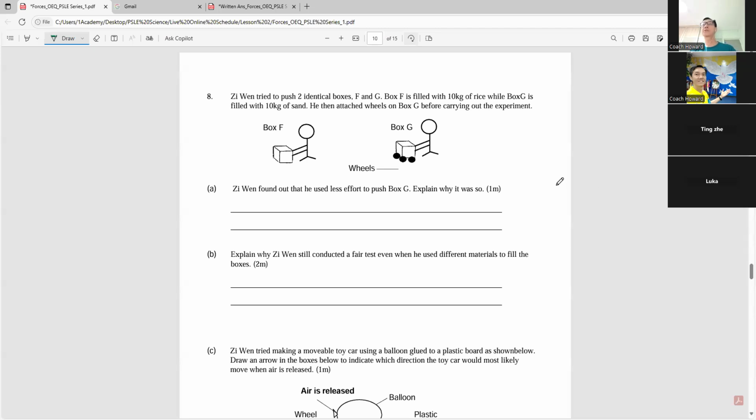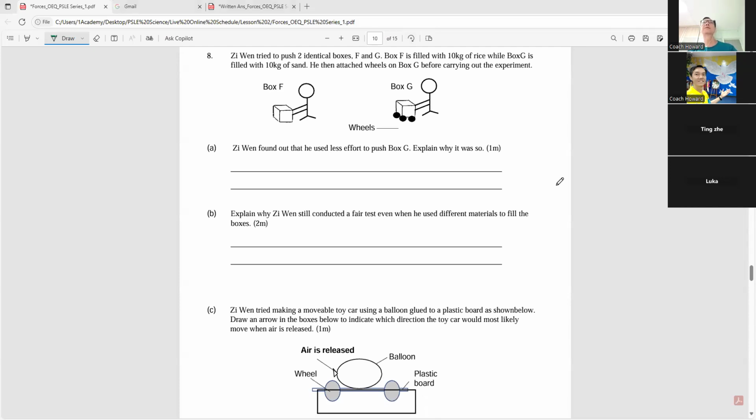Let's see question 8. Ziwen tried to push 2 identical boxes, F and G. F here, G here. Box F is filled with 10 kilograms of rice, G also 10 kilograms of sand. So both have the same mass but different material. But there are wheels on box G. So Zhiwen found that he uses less effort to push G. Explain why this is so.